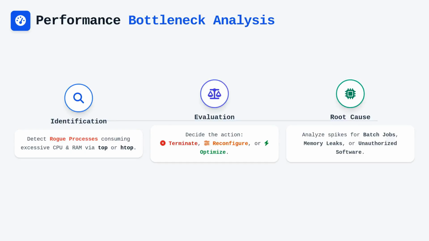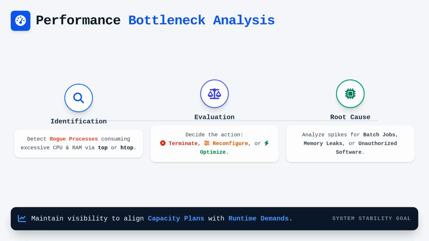Analyzing the duration of these spikes often reveals whether the problem is related to regular batch jobs, memory leaks within an application, or unauthorized software activity. Maintaining this visibility into process behavior is critical for ensuring that capacity plans align with actual runtime demands.